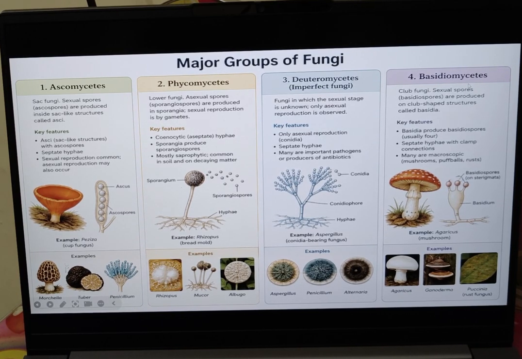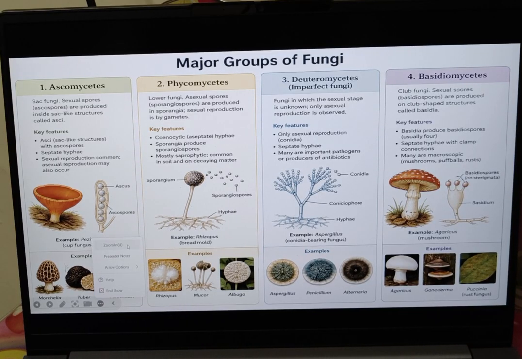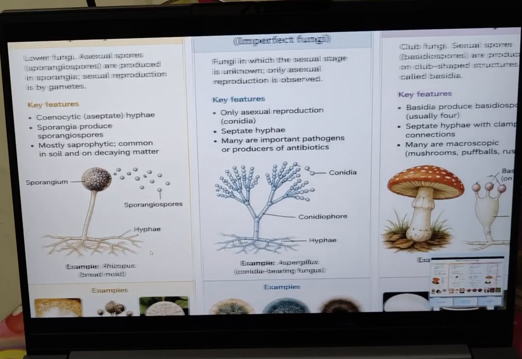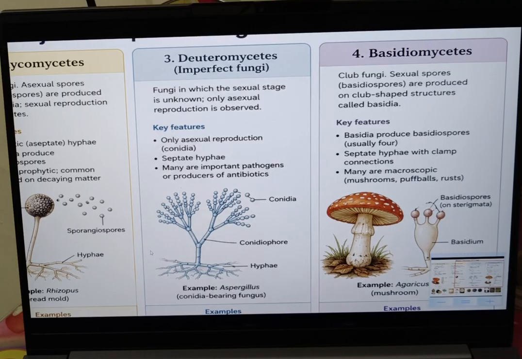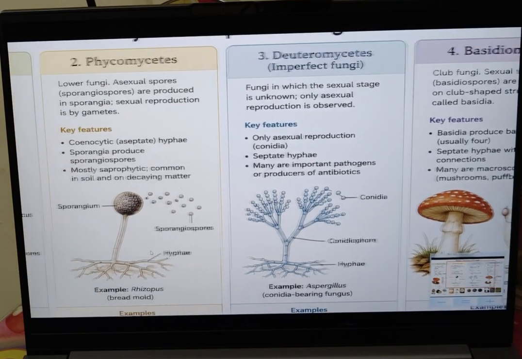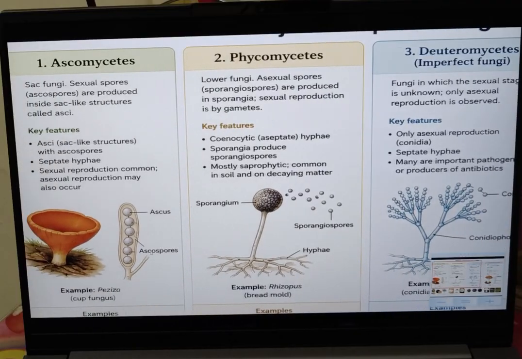And the last is the basidiomycetes. They are club fungi, with sexual spores called basidiospores. So here you learnt ascospores, here sporangiospores, conidiospores, and here basidiospores are produced on structures called basidia. The common example is Agaricus, the mushroom. Just have a look at all these structures. If you want, I can show you. So this is basidiomycetes, deuteromycetes, phycomycetes and ascomycetes.